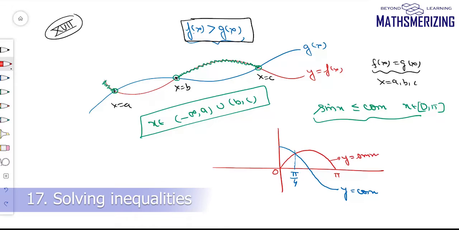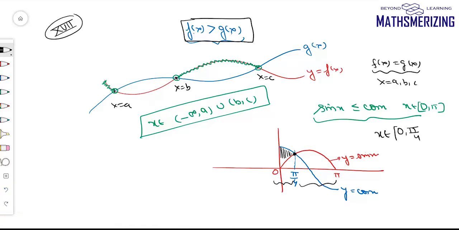Now I need to find the interval where the graph of sin x lies below the graph of cos x. So the graph of sin x lies below the graph of cos x in this interval, and because it has an equality sign, I'll include it. So in this interval from 0 to pi by 4, the graph of sin x is less than the graph of cos x, but from pi by 4 to pi, the graph of sin x is greater than the graph of cos x. So the answer to this inequality will be x belongs to 0 to pi by 4, with 0 included and pi by 4 also included.